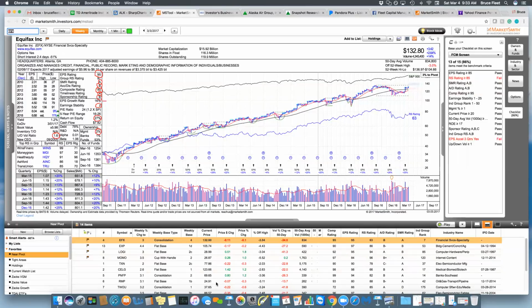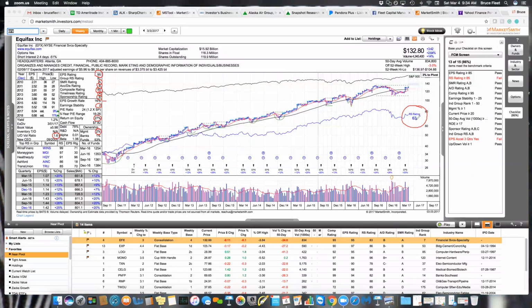So that's what these checklists do. They let me take a look. Bear with me here. They remind me to look at different things. I would like to see 85 or above. So this is going to give me a little bit of pause. I may want to wait until this relative strength goes back up. But again, it's very rare to get 100% of what you're looking for.